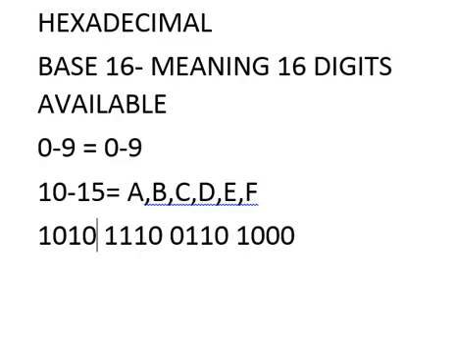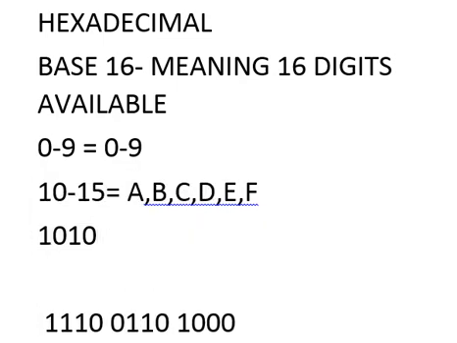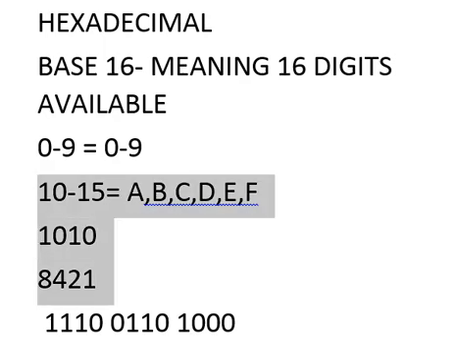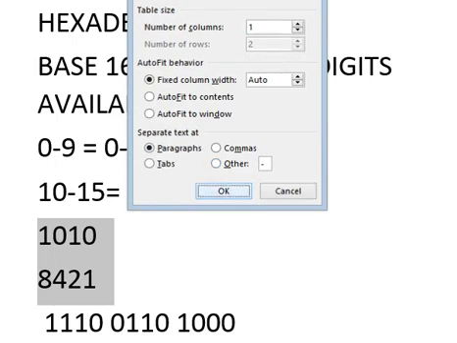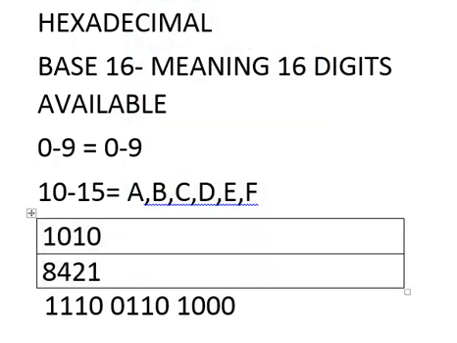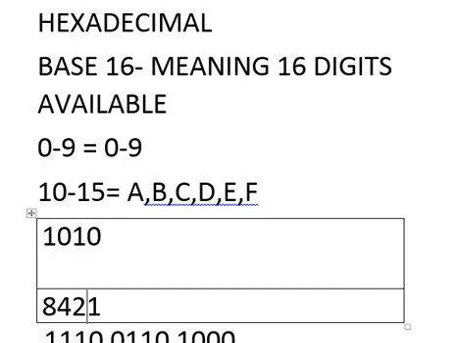And since this is the power of 0, this is the power of 1, this is the power of 2, and this is the power of 3, we know that the values are 8, 4, 2, and 1. So we're just going to put this in a table. Basically, 1, power of 0, power of 1, power of 2, power of 3.